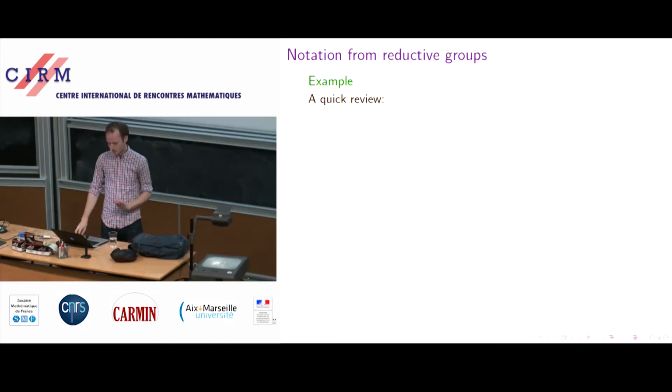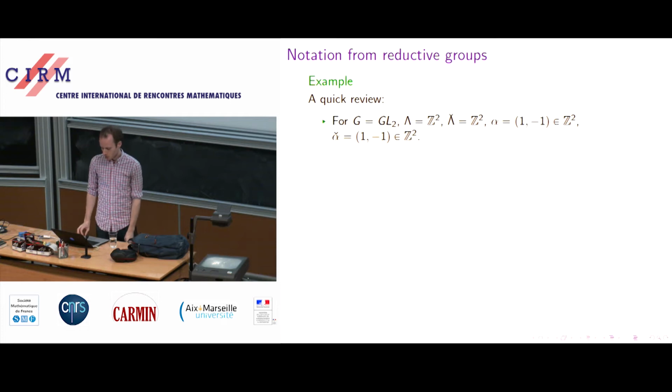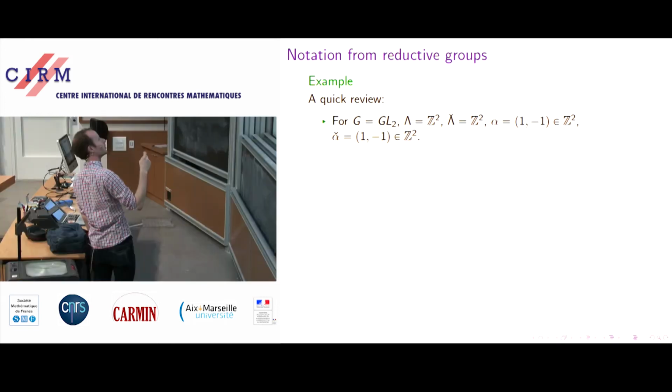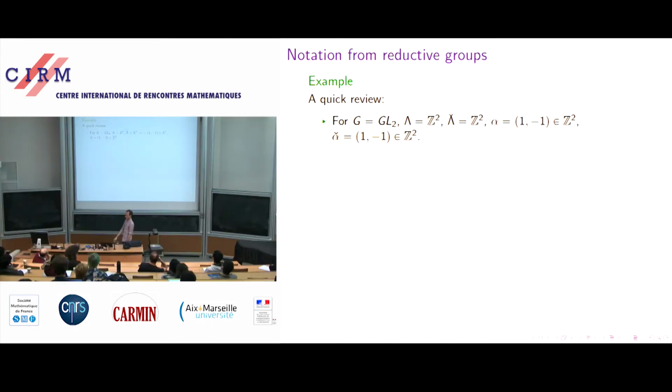OK, so just a very quick review of how this stuff works. For GL2, your torus is 2-dimensional, so your lattice of weights is Z^2. Your co-weights are also Z^2. And then this is what alpha and alpha check are. Note that their dot product is 2. So that's what it means that the pairing of alpha and alpha check was 2.